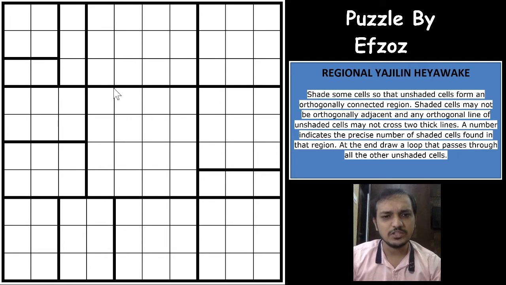So in both of the grids, we know that the shaded cells cannot be touching orthogonally, right? And in the Hayawake rule, we know that there cannot be more than three white cells in a straight line, I mean to say, crossing two thick borders, right, or going into three rooms. So with that, we'll now start the puzzle.